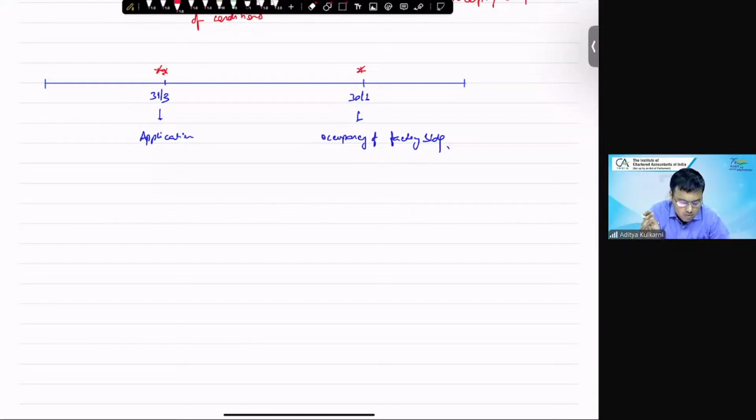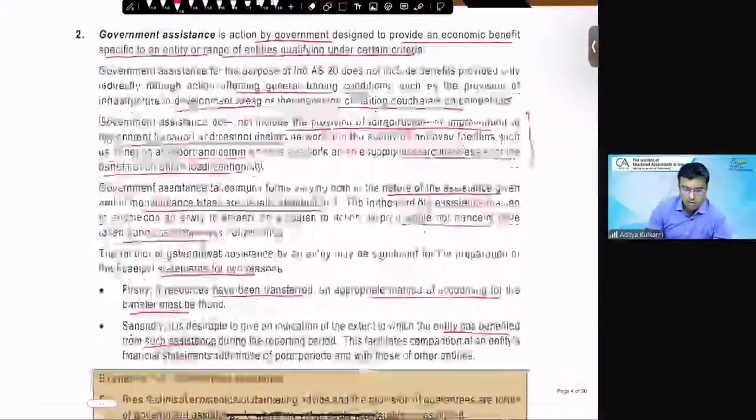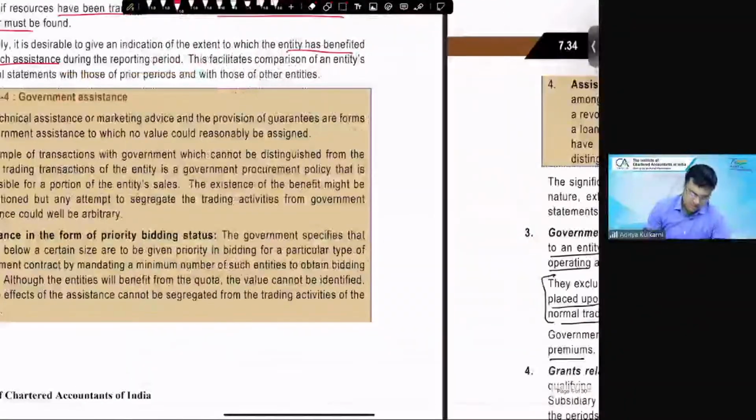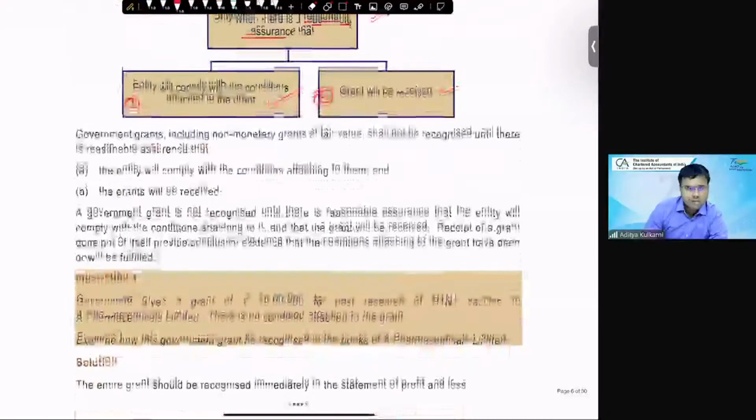How do we go about it? Okay, let us look at a couple of illustrations before we move on to the next one. Recognition of government grant only when there is a reasonable assurance that two things should happen: the entity will comply with the conditions attached to the grant, and the grant will be received. So it needs a reasonable assurance of both. When these two things are met, then you can recognize the grant receivable. Something we have discussed at length.